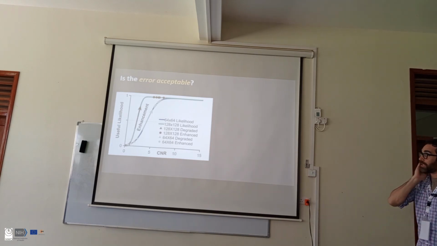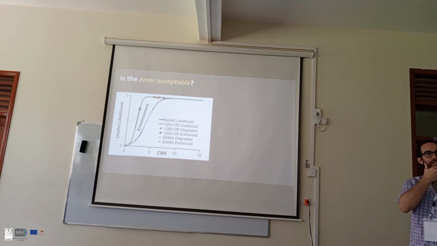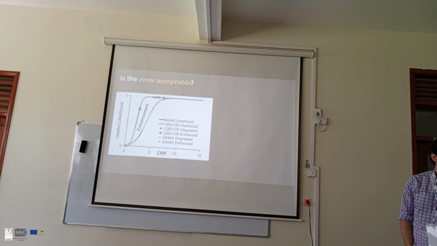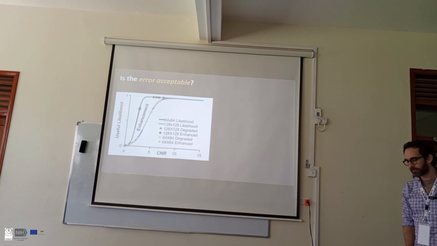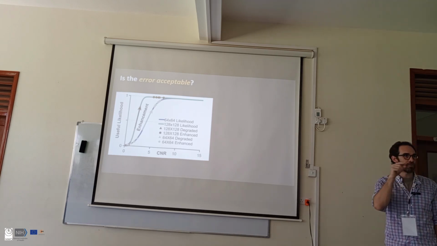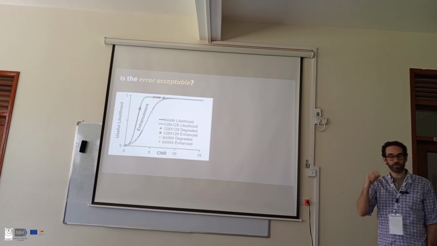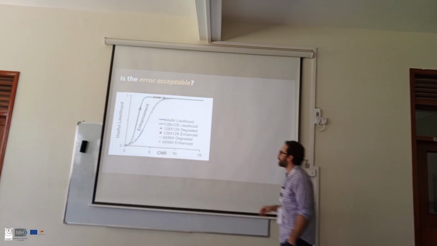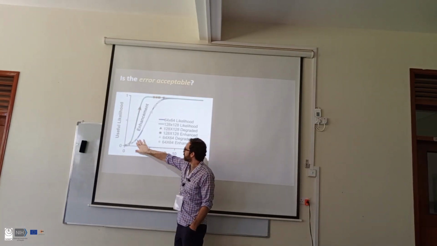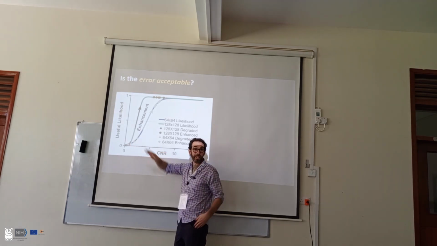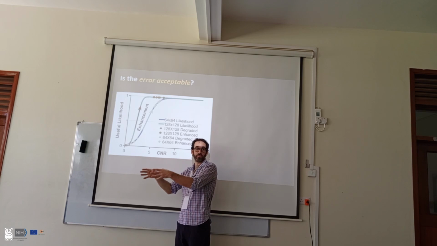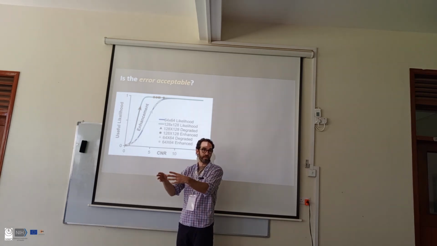So what about the part 2 data? Is the error acceptable? So the first thing that I did was I took the logistic regression curves from the part 1 data, and I calculated the contrast to noise ratio from the part 2 data and put it on those curves. And so down here, we have the contrast to noise ratio of the degraded images that went into the machine learning networks. Okay, does that make sense?